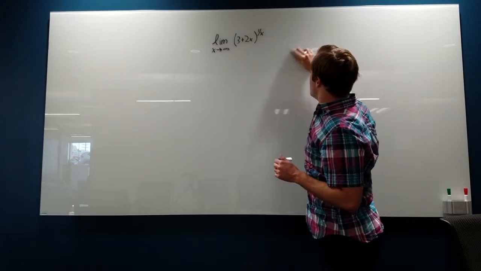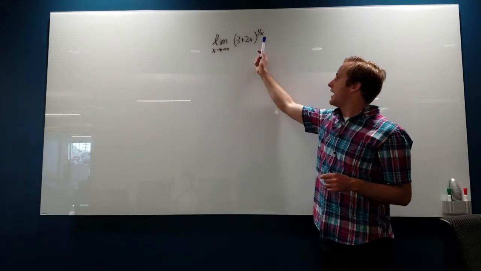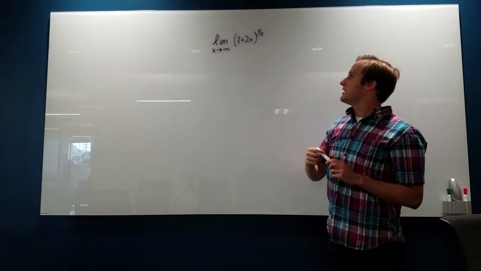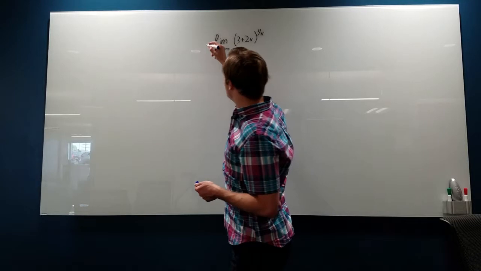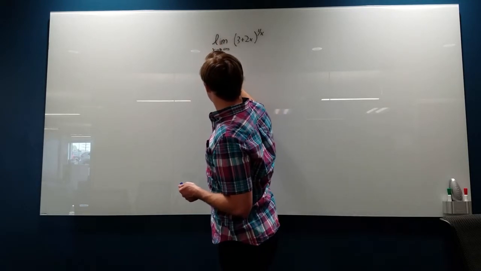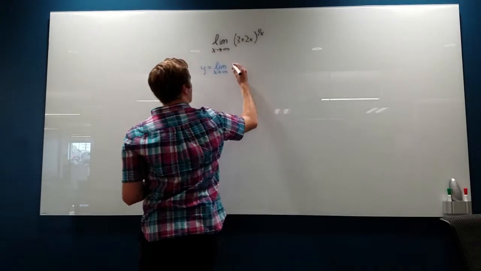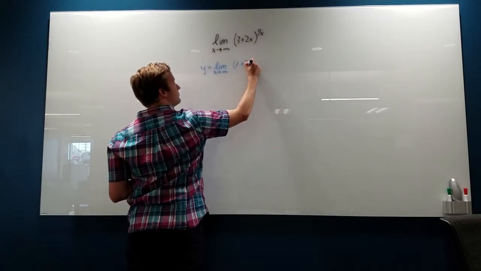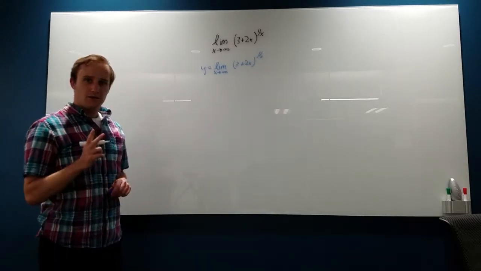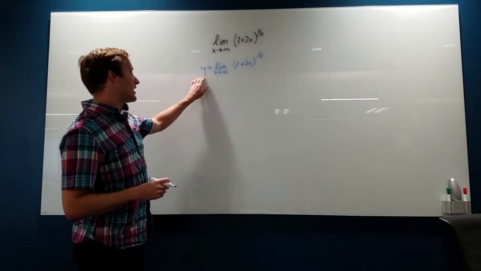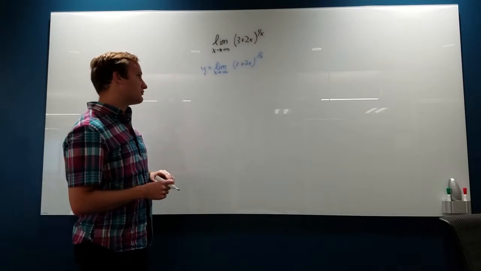The next step I usually take, whenever I have a limit with an x in the exponent, is to take this limit and set it equal to some variable, usually y. So I'll say y is equal to the limit as x approaches infinity of (3 plus 2x) to the power of 1 over x. This is useful for two reasons. First of all, it helps us keep track of the value that we're looking for. In the end, we're going to want to solve for y.